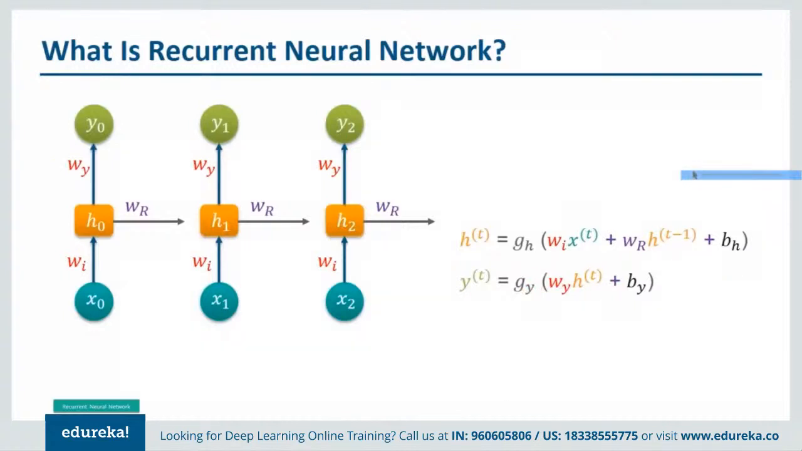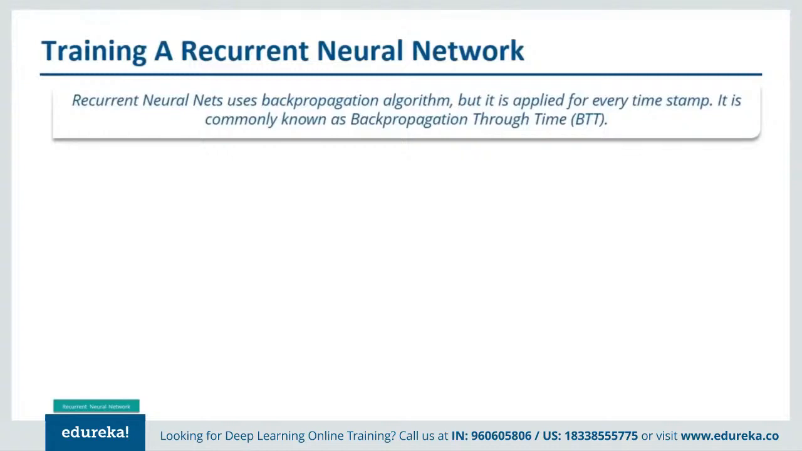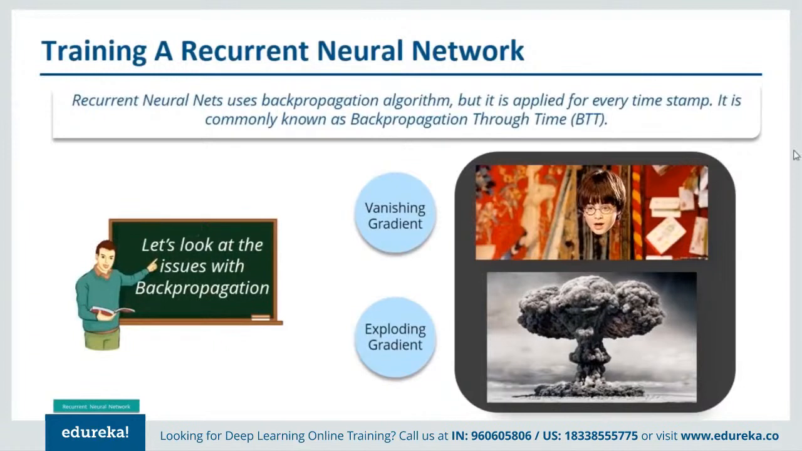Now you must be thinking, how do we train a recurrent neural network? A recurrent neural network uses the backpropagation algorithm for training. But backpropagation happens for every timestamp. That is why it is commonly called backpropagation through time. Now with backpropagation there are certain issues, namely vanishing and exploding gradients. Let us see those one by one.